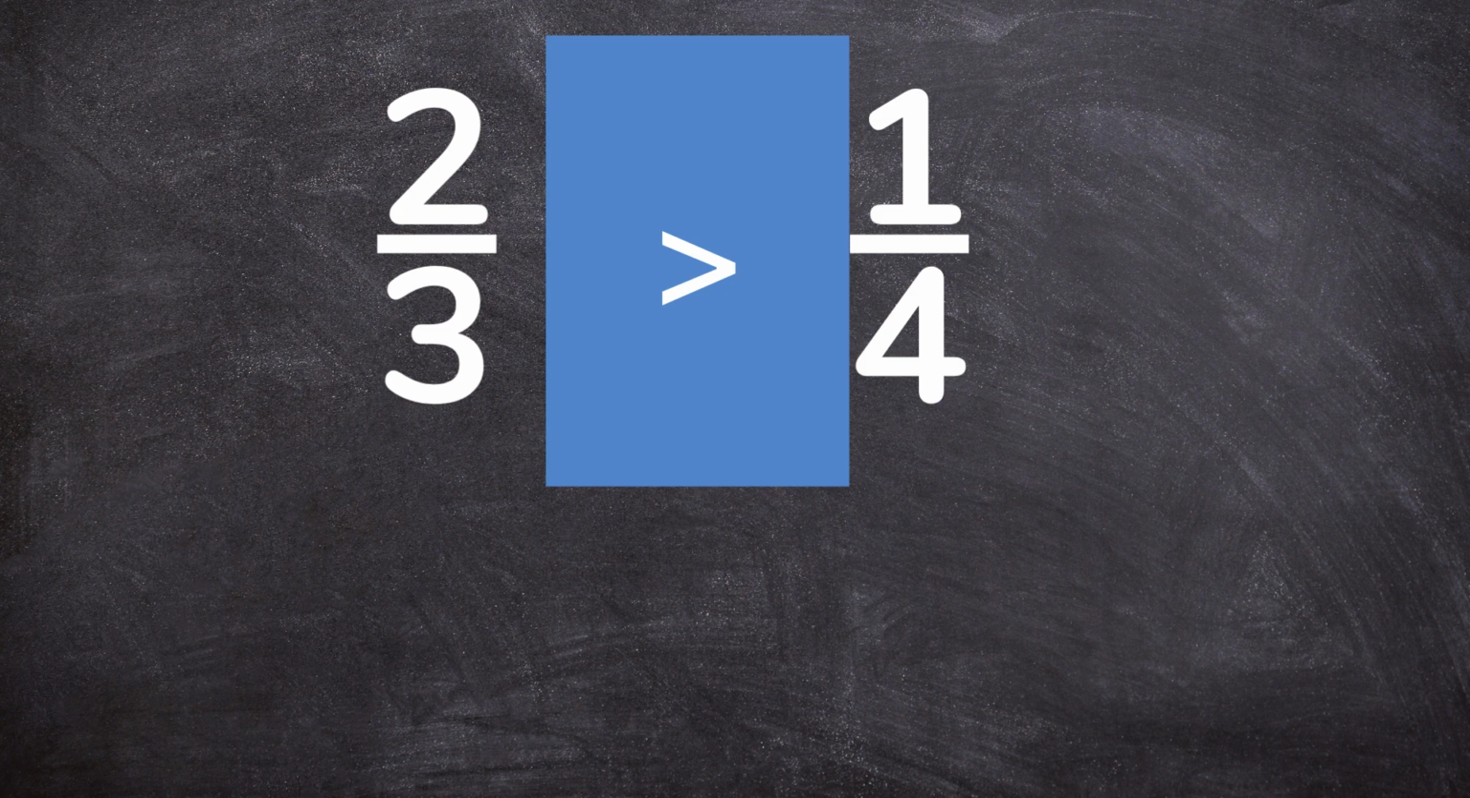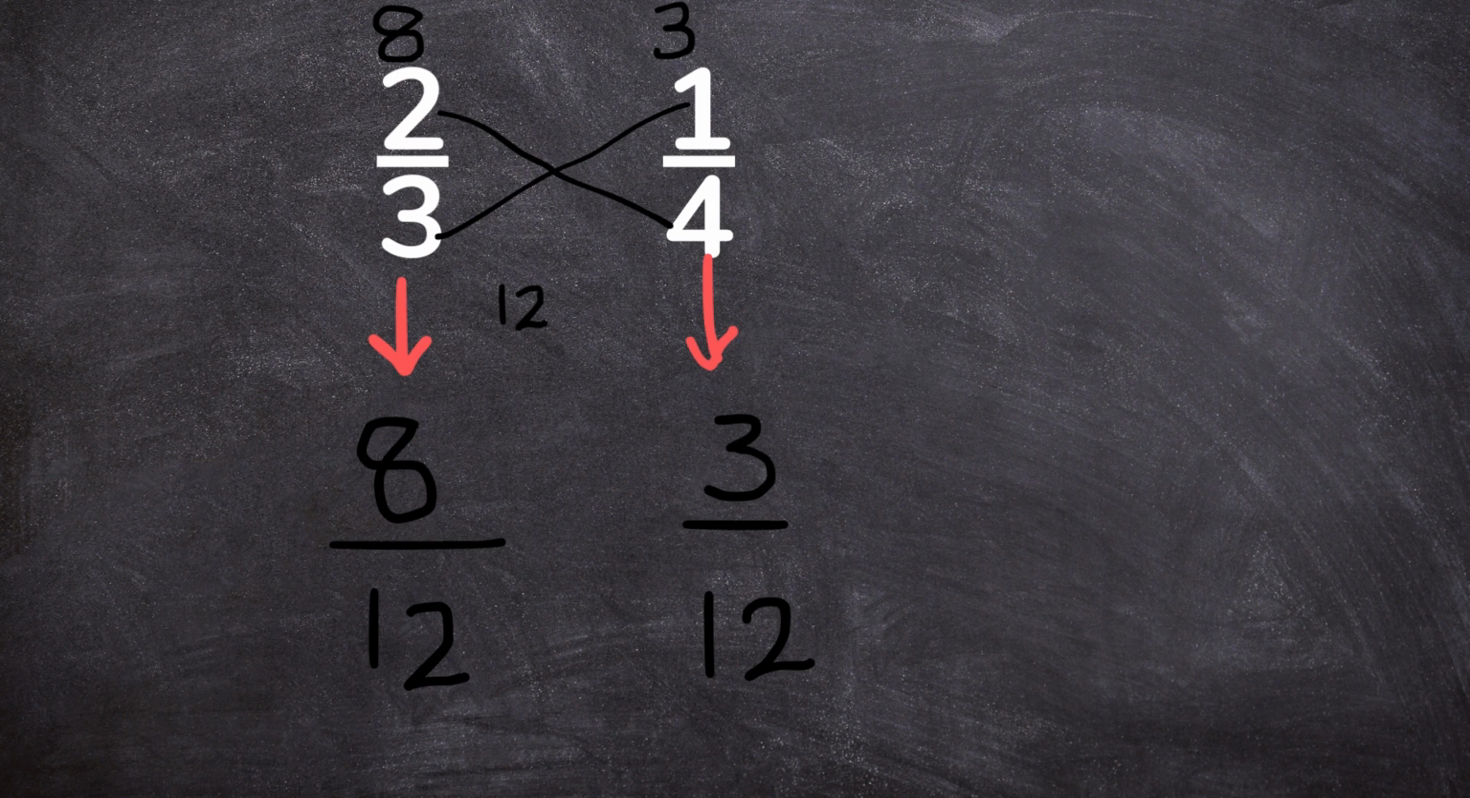Alright, so that's how you make equivalent fractions. Remember, you first make your equivalent fractions by cross multiplying with the denominators of the fractions. And then once you have the same denominator, you compare the numerators. The bigger the numerator, the bigger the fraction.